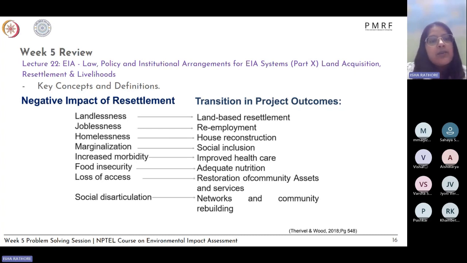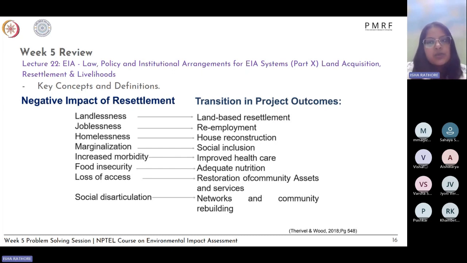But first, let's look up at the negative impacts of resettlement. So when somebody says resettlement or land acquisition, the following negative impacts or negative bias come into our minds. So we associate resettlement with landlessness, joblessness, homelessness, marginalization, increased morbidity, food insecurity, loss of access, and social disarticulation. These are all terms which we usually associate with land acquisition and resettlement.